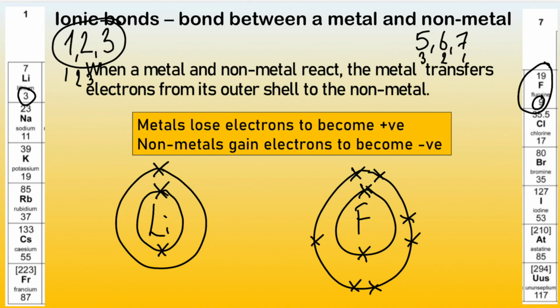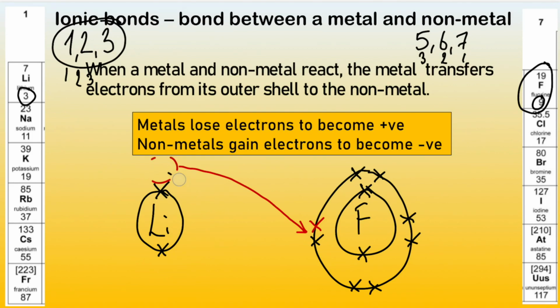When lithium reacts with fluorine very vigorously, it will donate lithium's electron to fluorine to give fluorine an extra electron, and both then have a full outer shell. So lithium in effect loses its outer shell, which reveals a full new outer shell, and fluorine has an outer shell that is also full. Both of these are now much more stable than they were before. That's the whole point of ionic bonds.